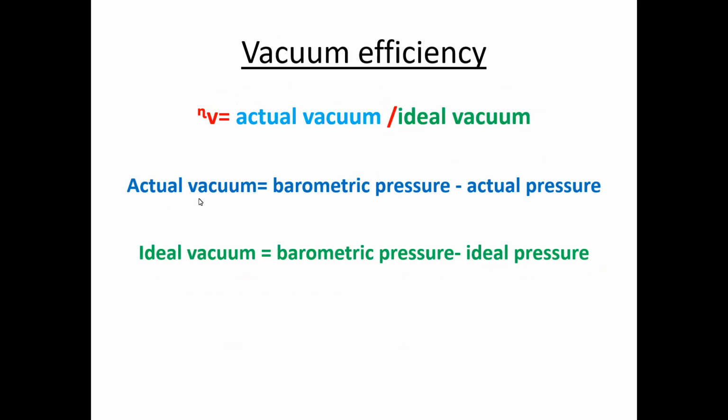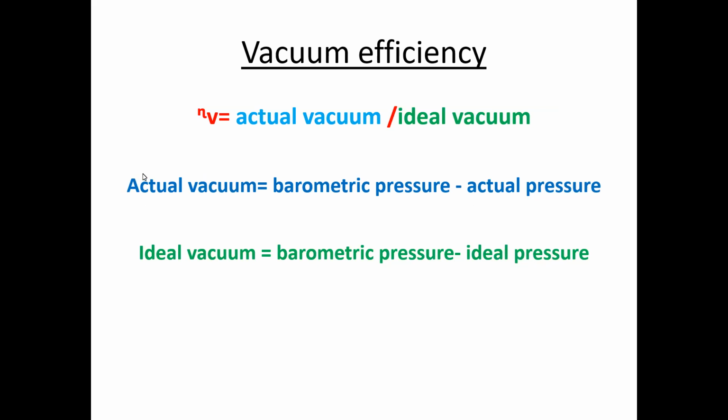And what is the actual vacuum? That is equal to the barometric pressure. The barometer is a device that works equivalent to the atmospheric pressure. So, barometric pressure minus actual pressure. And ideal vacuum is equal to barometric pressure minus ideal pressure. Ideal pressure, as we know, is always less than the actual pressure.